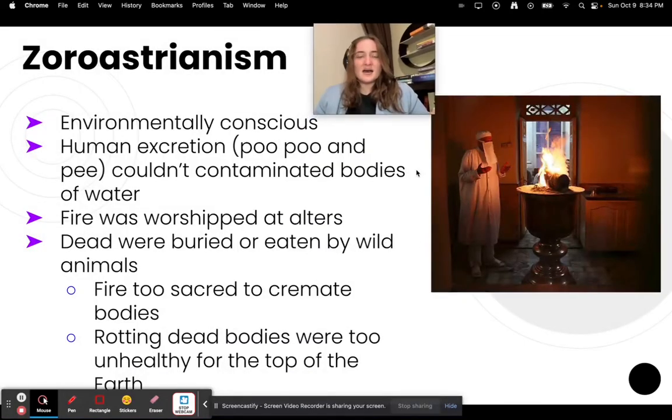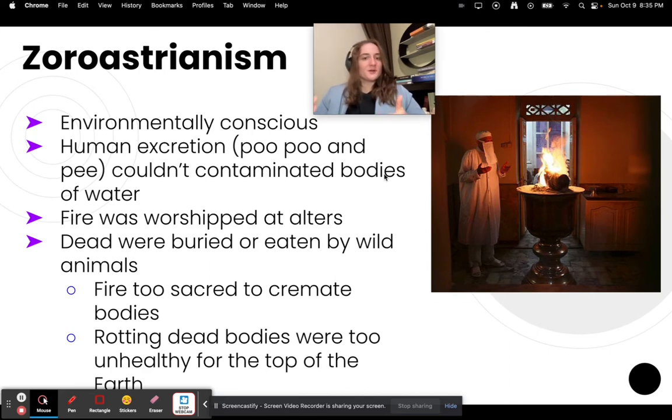All right. So another really cool aspect about them is that Zoroastrians are really environmentally conscious. Human excretion, like poo and pee, couldn't contaminate bodies of water. So, nope, you cannot pee in the swimming pool. Also, fire was worshipped at altars. That's their really big main symbol, fire. And here's an example of one of their fire altars.